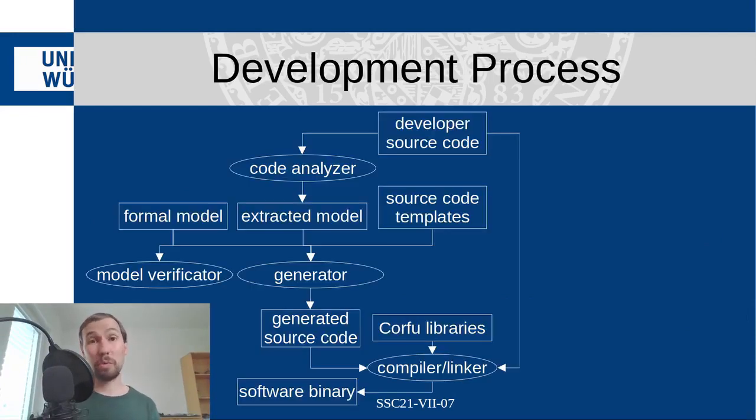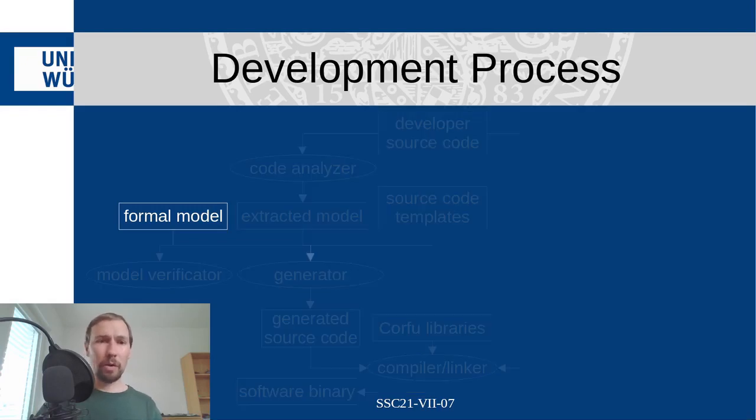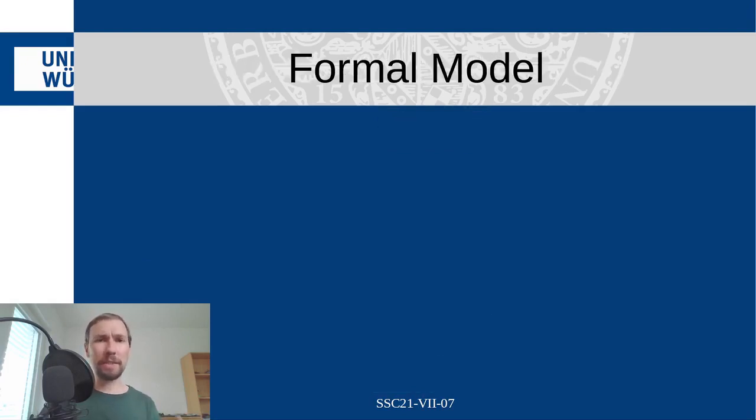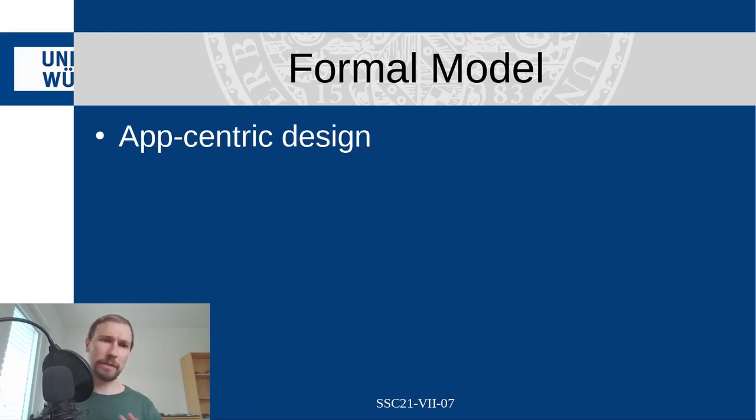Okay, this is very much, so let's break it down to separate steps. We start with the formal model. So the basic architecture of software that uses Corfu is an app-centric design. That means we have separate apps that implement different features. And all those apps interact with each other.